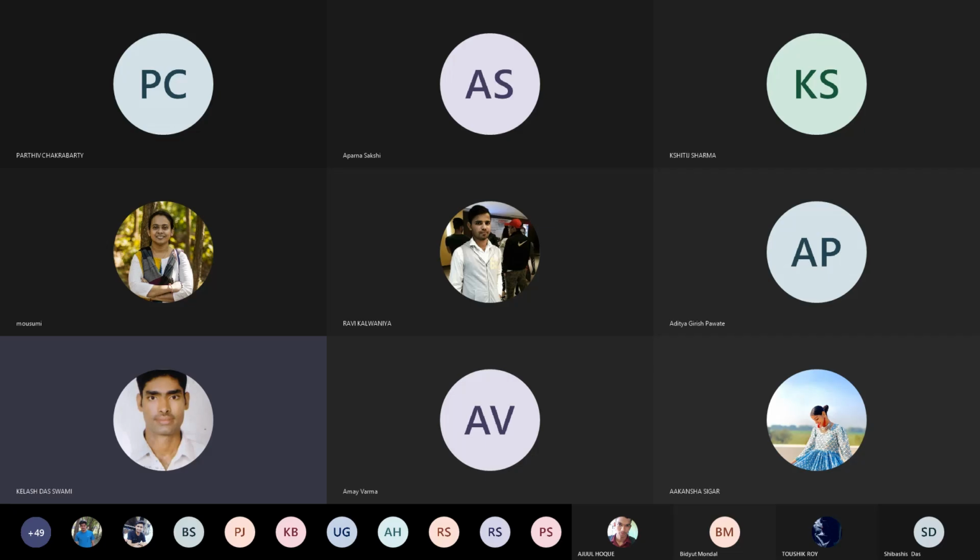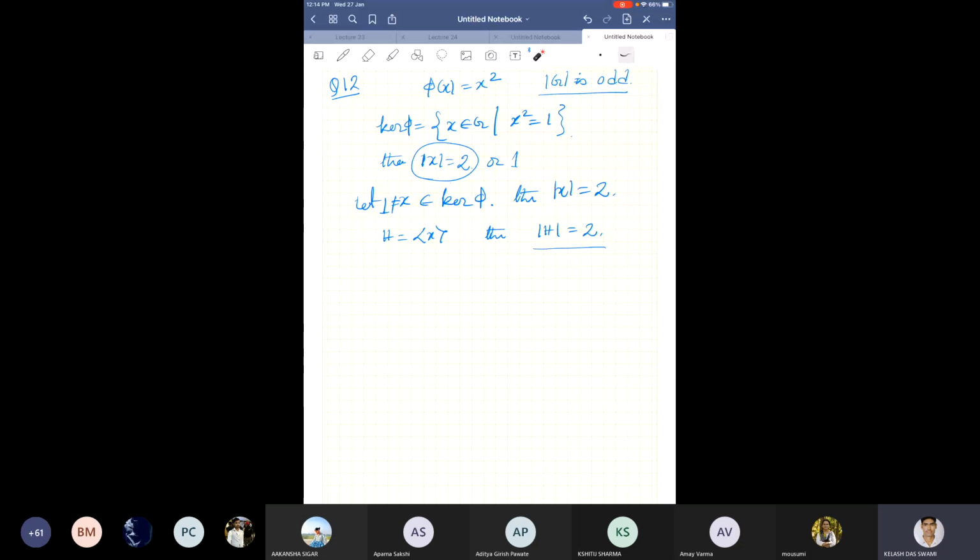We have studied that the order of an element divides the order of the group, correct? Then we can directly say that the order of x cannot be 2, because it doesn't divide the order of G. Therefore, it has to be 1. Therefore, the kernel is 1. Okay. Fine.